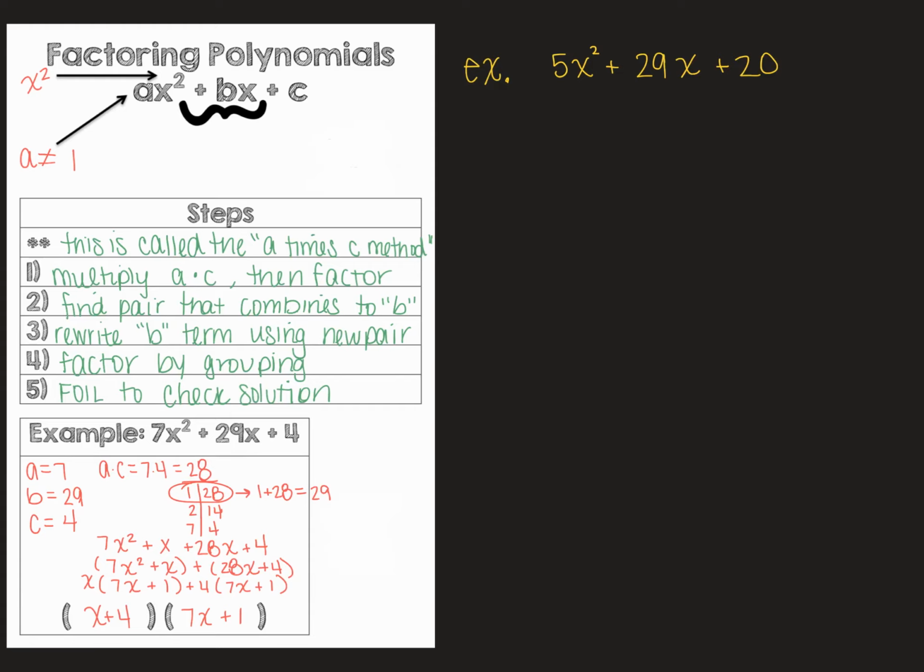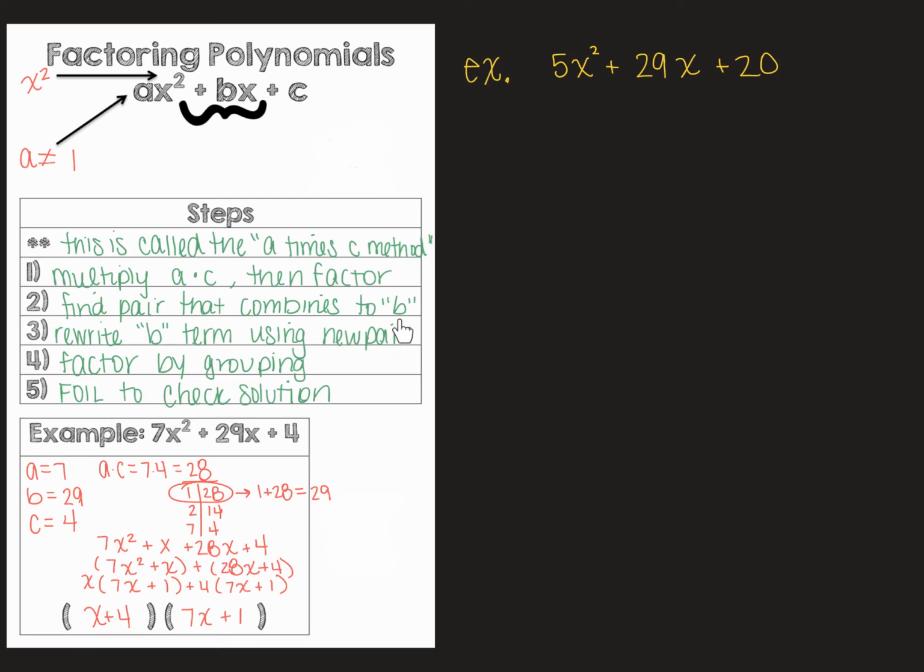So here's the steps we need to take. You need to multiply a times c. So just those two numbers. Once you multiply them, factor them, just like how we did with 21 on the last example. You're going to find a pair that combines to b. So again, they could be added and combined to b, or subtracted. Any order, however it can work to combine to b. So the same idea here, the only thing is we had to multiply a times c first, then factor.